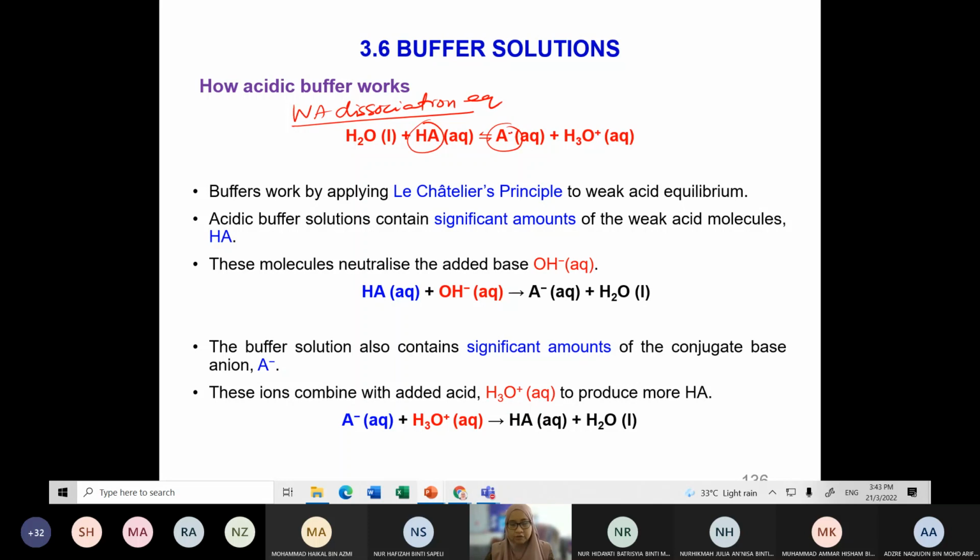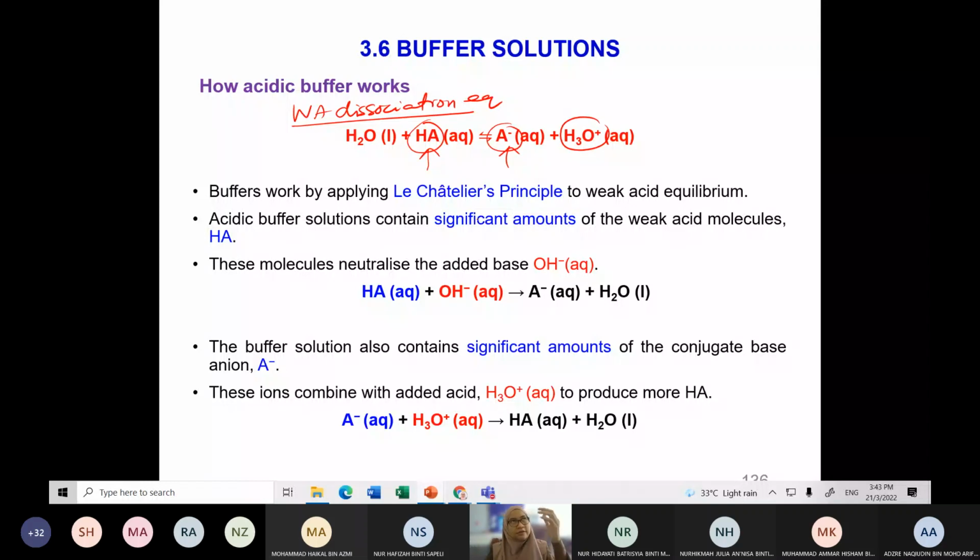Is it conjugate base? Sorry, conjugate base. Since this is a weak acid, that's why they produce H3O+. Okay, alright. So the substances that are present in large amount are the weak acid and the conjugate base. Sebab buffer, ingat buffer apa? Buffer kena ada weak acid dan kena ada conjugate base-nya. Okay, maksudnya these two will be present in significant amount in the buffer solution.